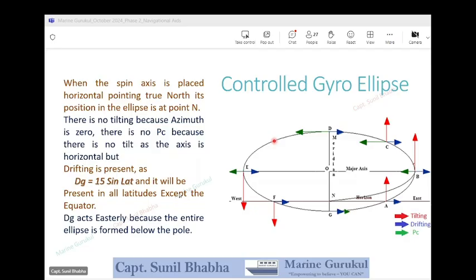And over here, even the tilting has been reduced because of the PC. It is not letting it go further away from the meridian. Yes, exactly, that's right. So basically, drifting is independent in this. Drifting is independent. It will keep acting all through. And what forces will keep changing is azimuth, tilting, and PC. Yes, that's right, beta. That's right. Okay, sir. Okay, great.